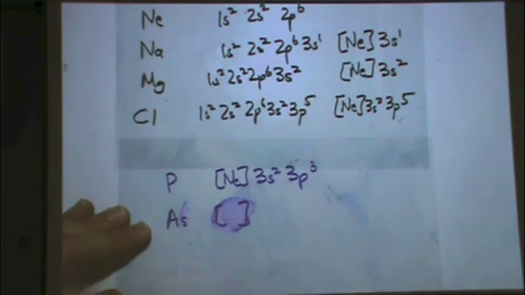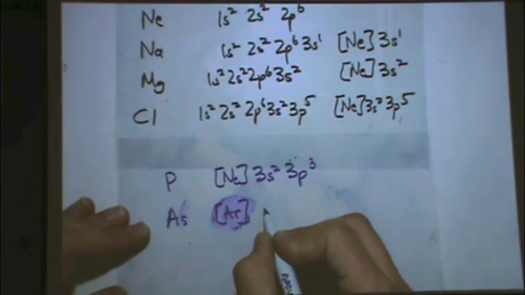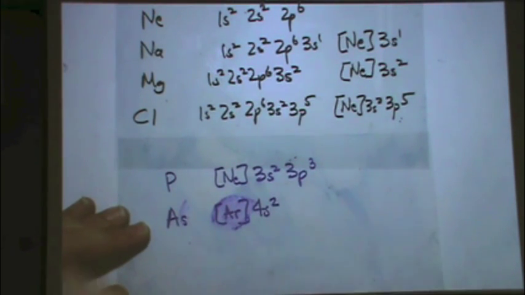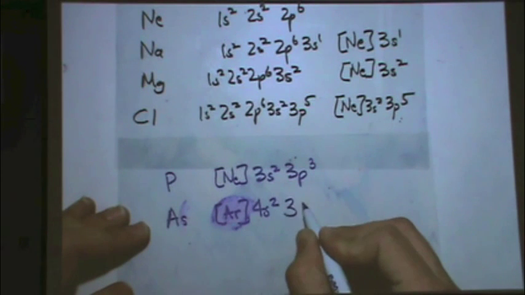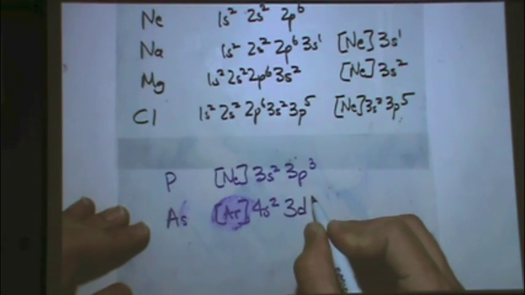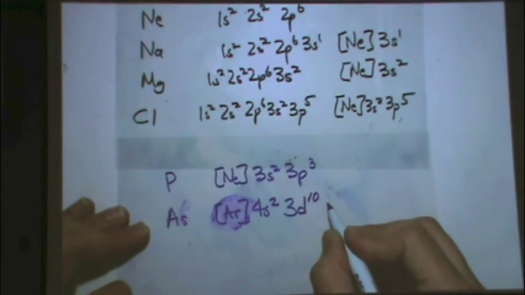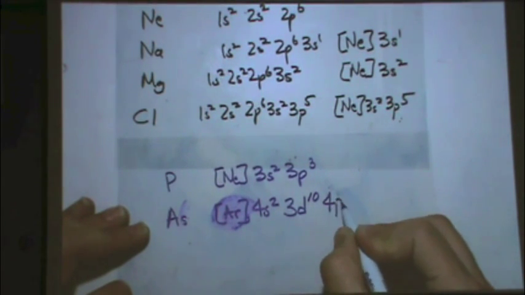What's the previous noble gas for arsenic? Argon. That's 4s2. What's after calcium? What level goes next? 3d. What number takes us up to zinc? 10. And then what's next? What p? 4p, what number?